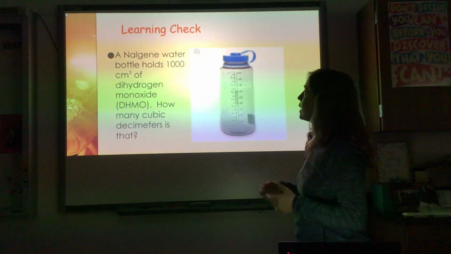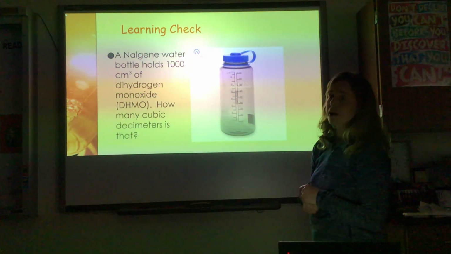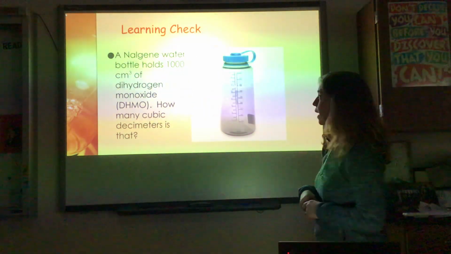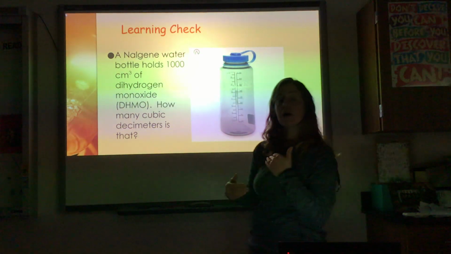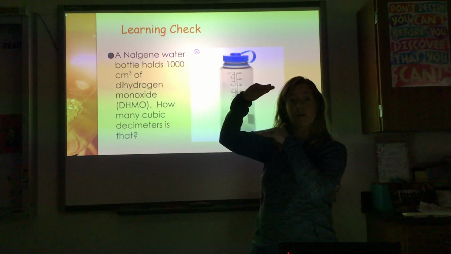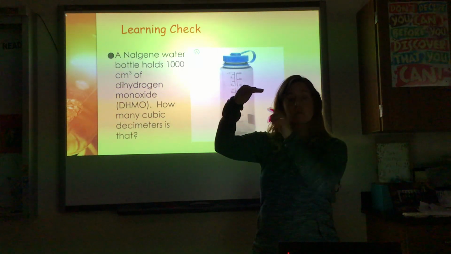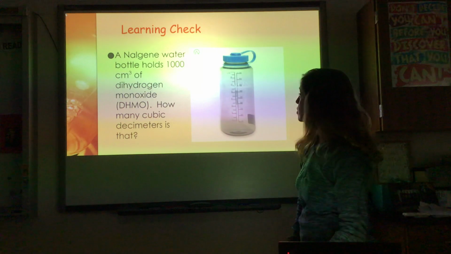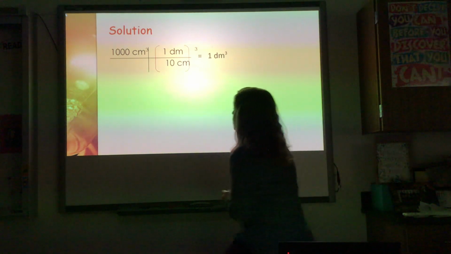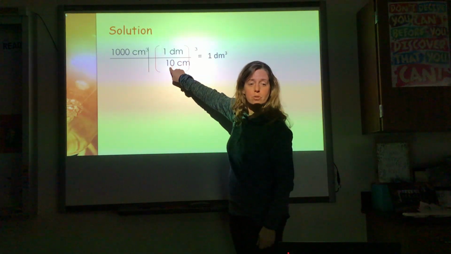Now, a Nalgene water bottle holds 1,000 centimeters cubed of dihydrogen monoxide, so that's a fun way of saying water. How many cubic decimeters is that? Okay? So, the difference between a decimeter and a centimeter is 10. But the decimeter is actually above the centimeter. So, when we're looking at that, it takes 10 centimeters to equal 1 decimeter. So there's going to be 10 centimeters in a decimeter. So if we set that up, we have 1,000 centimeters cubed, and we know the ratio is 1 decimeter equals 10 centimeters. Okay, same thing.